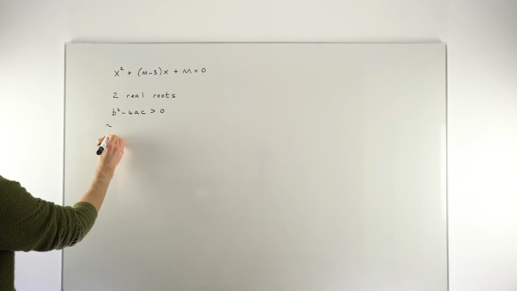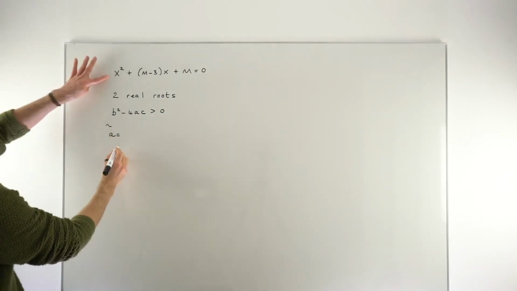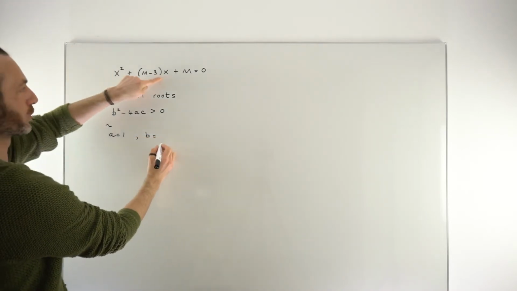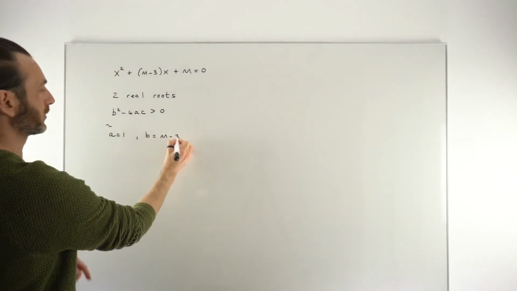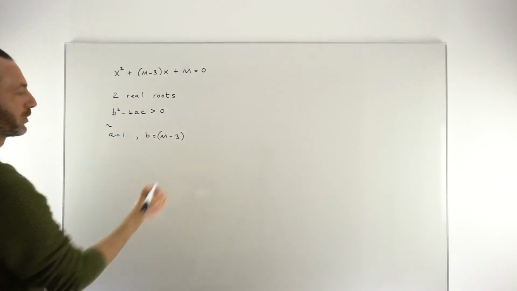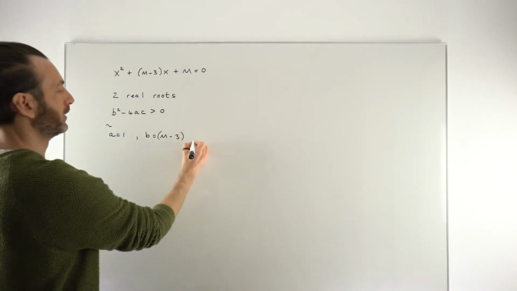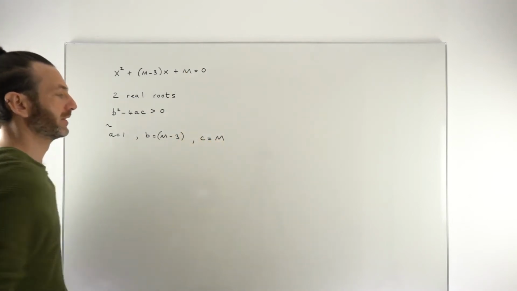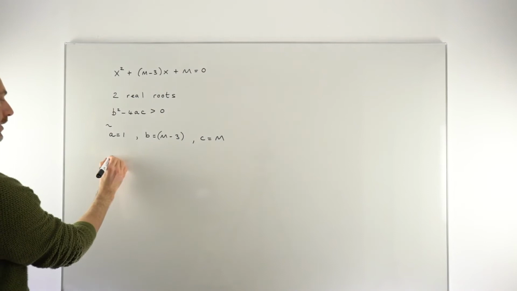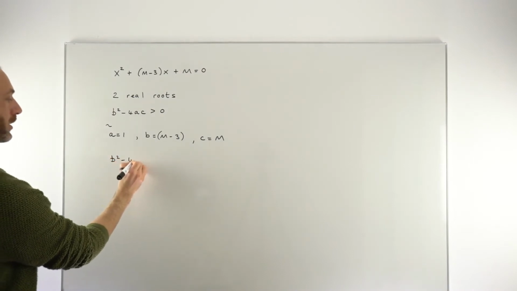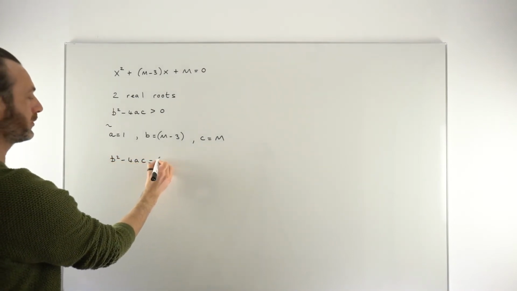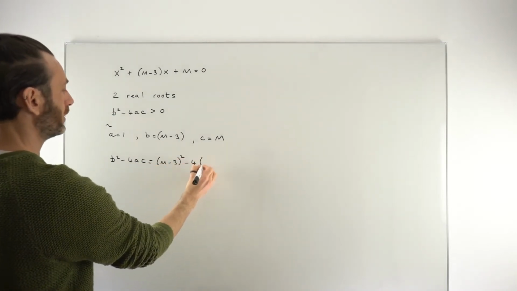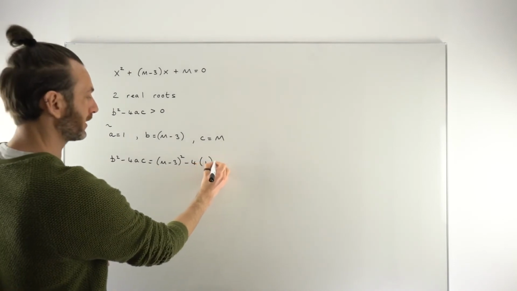So let's just start by working out our discriminant. Our a value, the coefficient of the x squared term, is 1. Our b value, which is the coefficient of the x term, is m minus 3. You can maybe put that in a bracket because it's sort of two parts to that term, and then the c value is just whatever's left over, which is m in this case. So forming our discriminant, b squared minus 4ac, by plugging in those values.